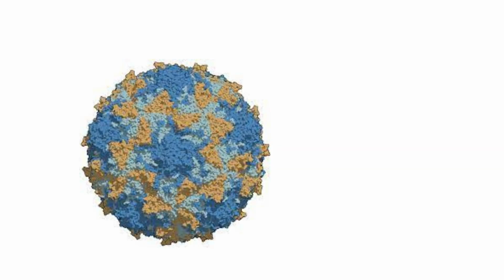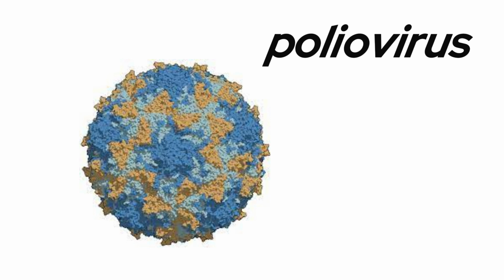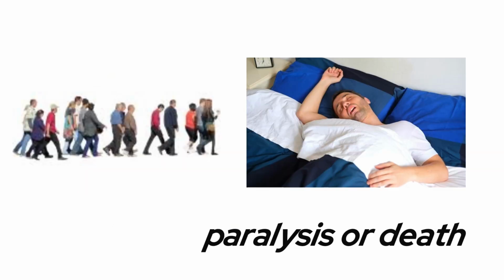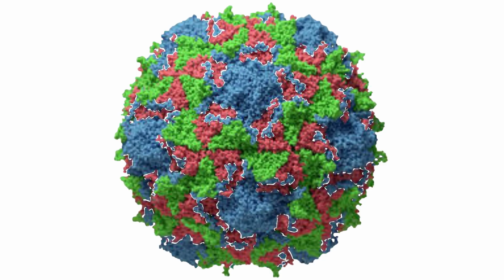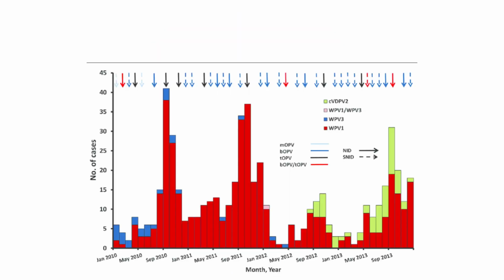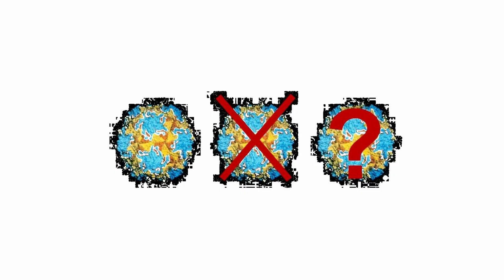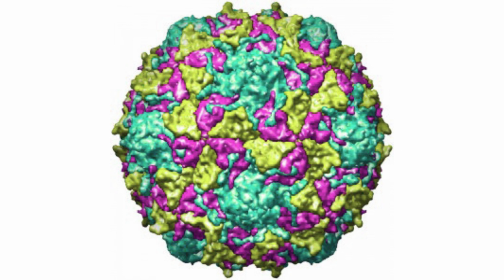What is polio? Poliomyelitis is a disease caused by poliovirus. It causes mild or no symptoms in most people, but in some people it can cause paralysis or death. There are three variations of poliovirus called wild poliovirus type 1, 2, and 3: WPV1, WPV2, and WPV3. Wild polio types 2 and 3 have been eradicated, no longer exist, and wild polio type 1 only exists in a few parts of the world. Polio type 1 is most likely to cause paralysis.